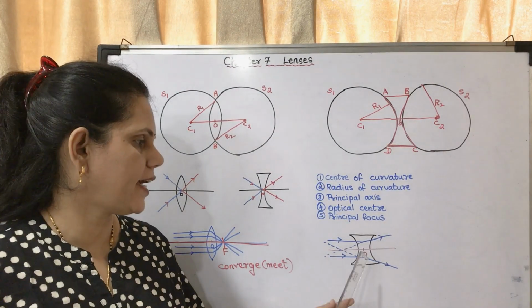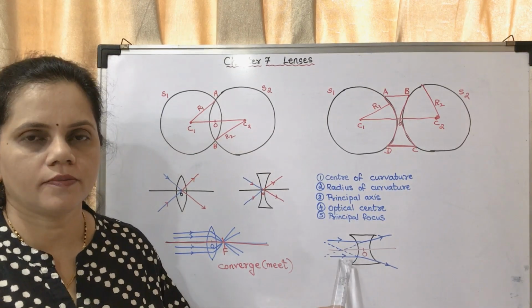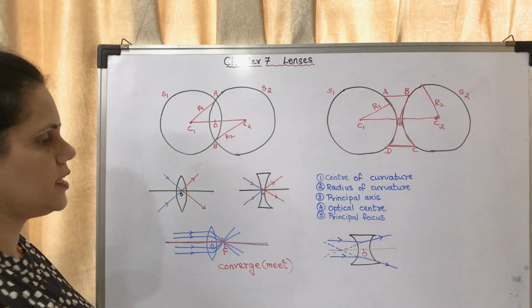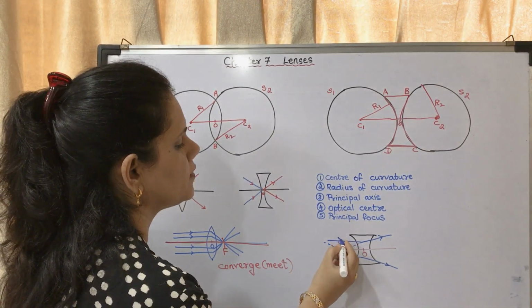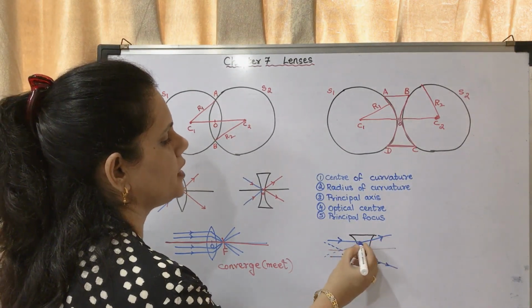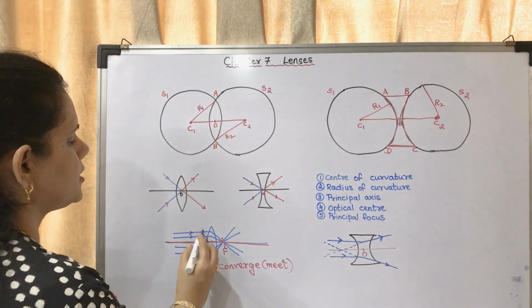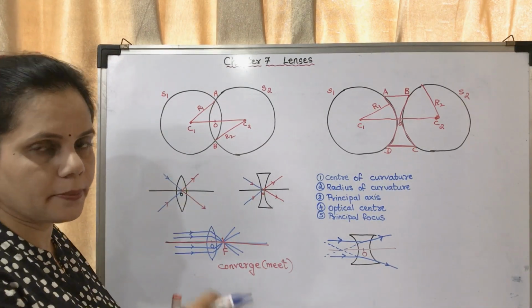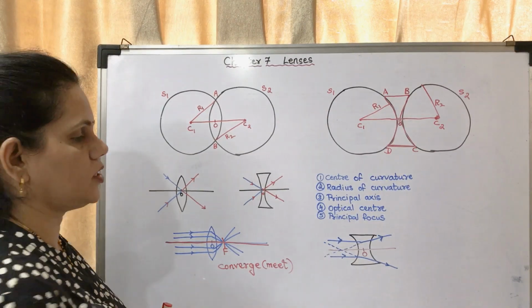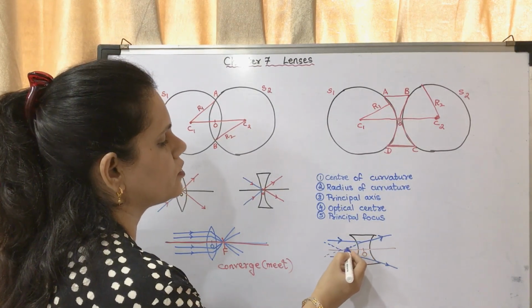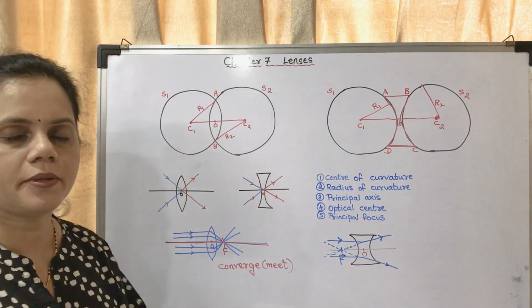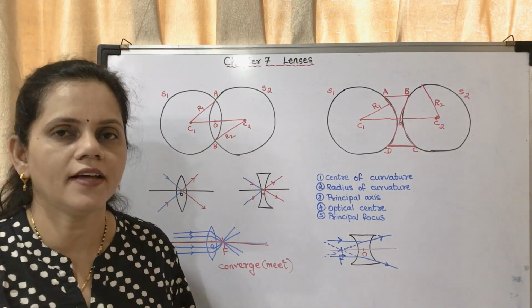Okay, this is the diagram showing the principal focus of a concave lens. The blue colored one is the incident ray, and this is the refracted ray. You may see they go away. In the convex case they meet towards a point, and in this case they get diverged from a point. Now that line you have to draw backwards and they meet at a point. That point is called the principal focus of a concave lens.